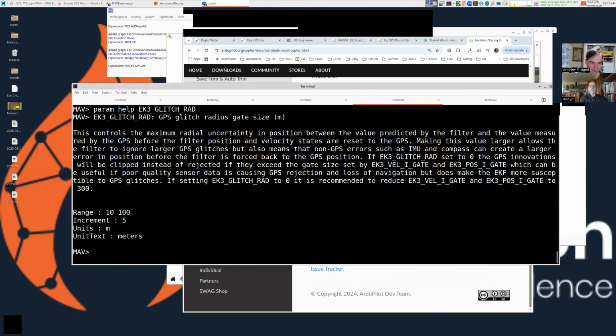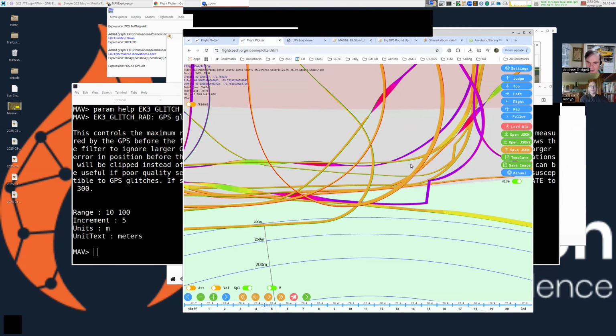But you should read through this, right? So read through this help, and the help will show on the ground station like Mission Planner when you look at the parameter. There's a special value of 0 that changes the way the EKF deals with GPS, and you will end up with much smoother tracks. Much less likely, it could still happen. There are still some circumstances where there are jumps, but much, much fewer.